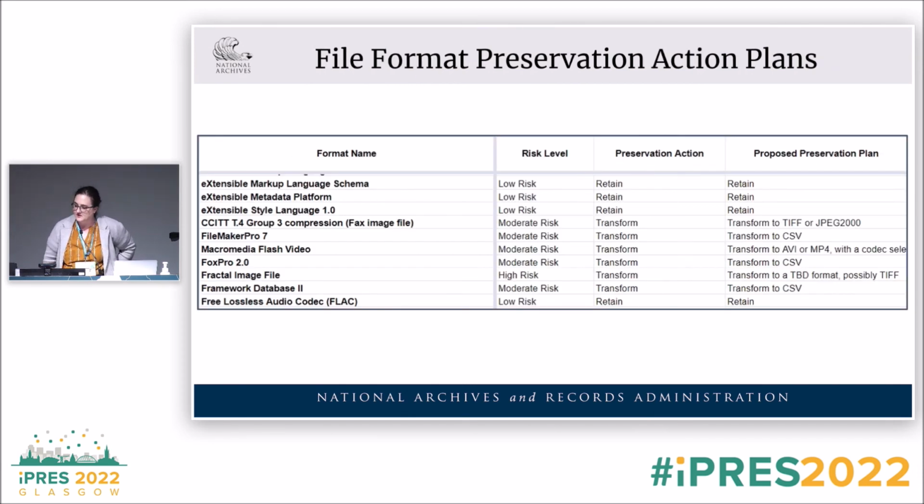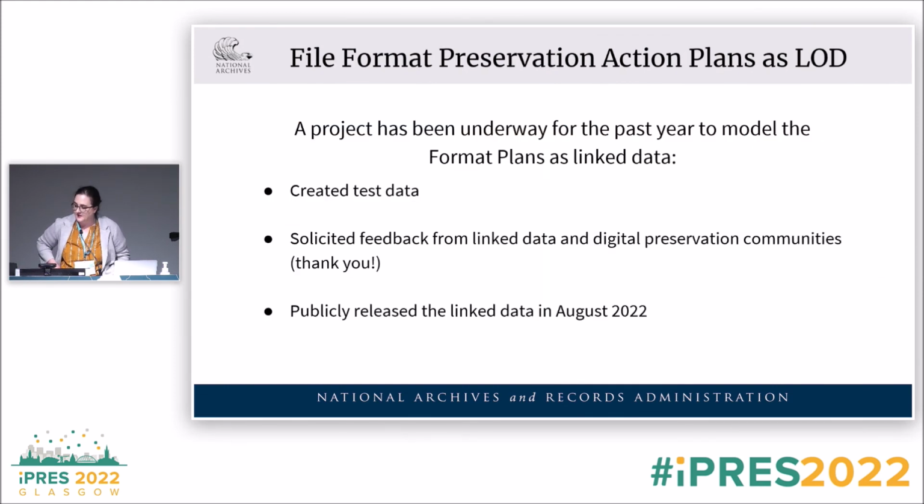The file format preservation action plans in GitHub are presented as a big spreadsheet. For each format, as available, there are links to the format specification, other community resources such as PRONOM, Wikidata, and the Library of Congress, and NARA's risk level assessment, preservation plan, and more. In order to make the file format plans more machine actionable, Leslie Johnston, the Director of Digital Preservation, and I undertook a project to model the plans as linked data.